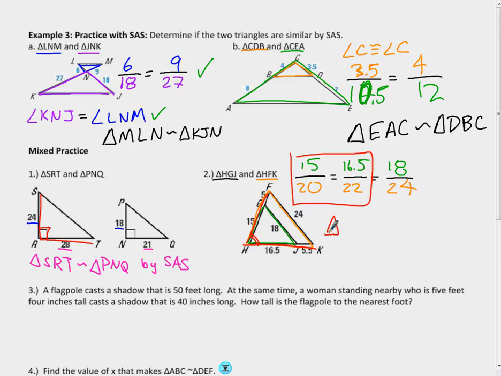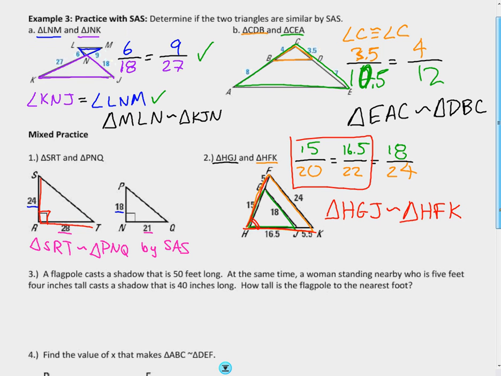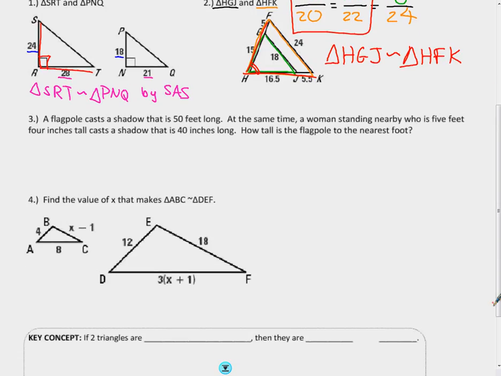Alright guys, let's get our drawing on here. Read the word problem and draw a picture. A flagpole casts a shadow of 50 feet long. At the same time, a woman is standing nearby who is 5'4", and she casts a shadow that's 40 inches long. How tall is the flagpole to the nearest foot?